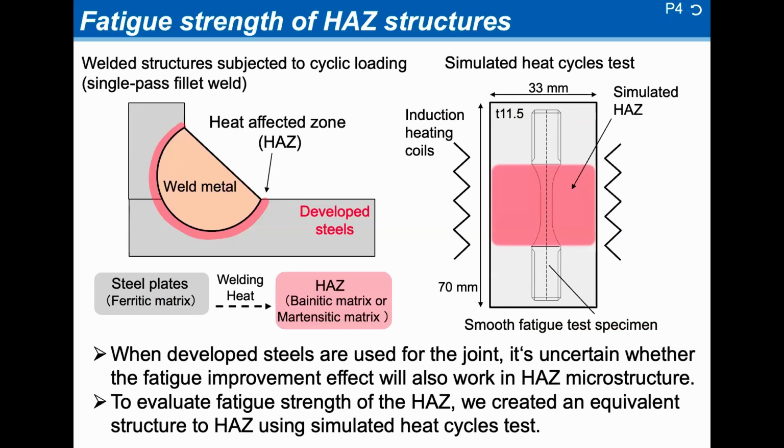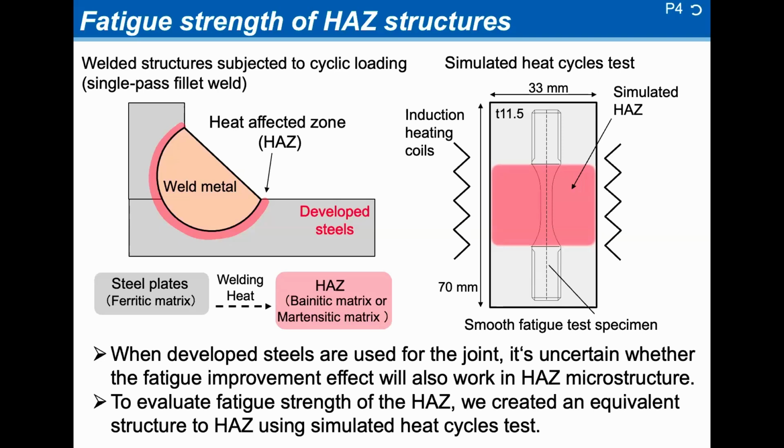Here is a schematic diagram of single pass fillet weld. Heat affected zone HAZ is formed around the weld metal. The fatigue crack typically initiates either in the weld metal or HAZ. In this study, we focus specifically on crack initiation from the HAZ. The HAZ experiences a microstructural change from pearlitic matrix to a bainitic or martensitic matrix due to welding heat.